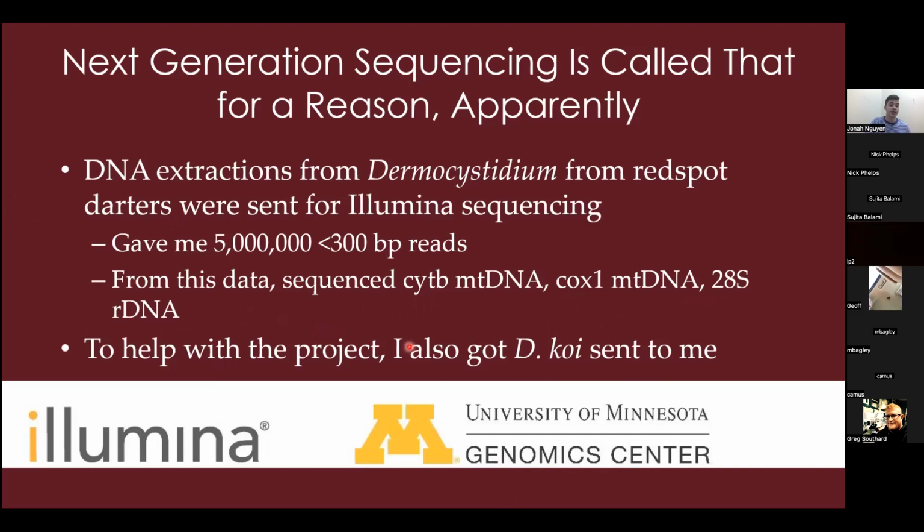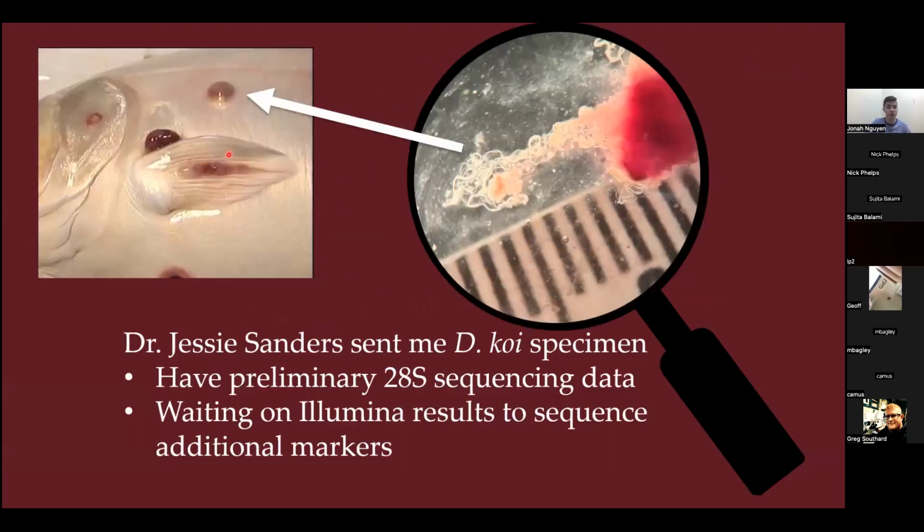And to help with this project, I also got some decoy sent to me. So here's that decoy specimen. This isn't actually what was sent to me. That's just an example image, but this is the cyst that was sent to me. And you can see how small these hyphae are. That's what all these little thread-like things are. These are 1 millimeter measurements in this ruler here, and this is the red cyst.